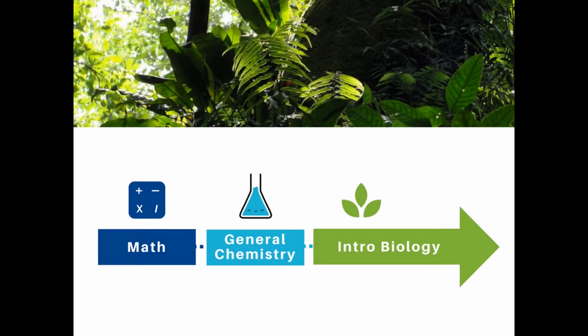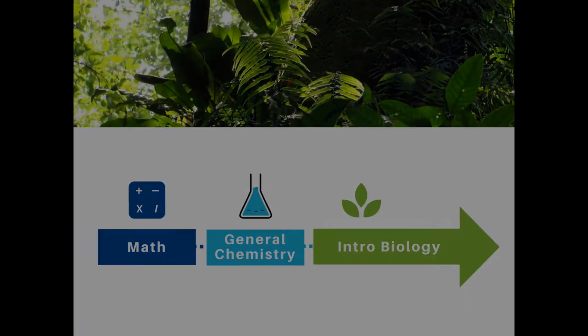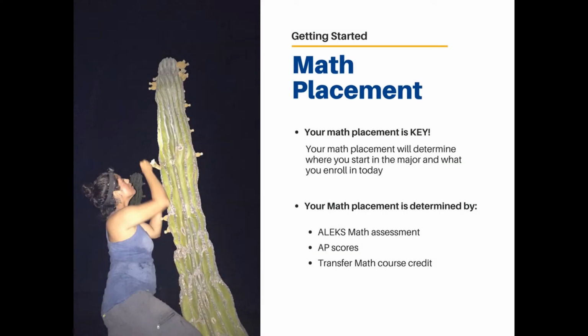As you get started in your major, prerequisites are very important. Math is a prerequisite for chemistry, which is then a prerequisite for part of your biology courses. So where you start in your math courses will determine when you begin chemistry and how quickly you can finish your introductory biology courses. For this reason, your math placement is very important. Where you start in your EEB major is determined by your math placement.